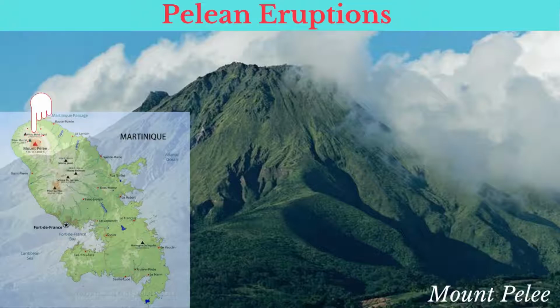Now we move on to Pelean eruptions. Pelean eruptions are a type of volcanic eruption named after Mount Pelée, located in the northern part of the Caribbean island of Martinique. It is named particularly after the 1902 volcanic eruption.